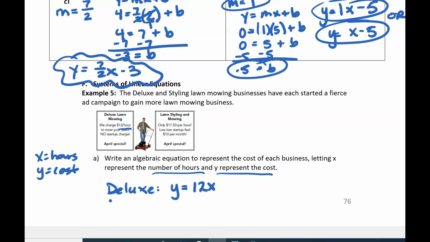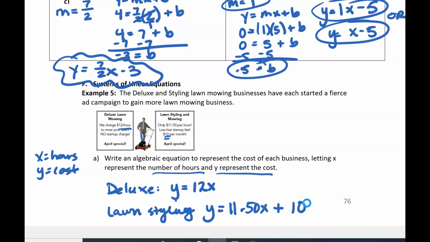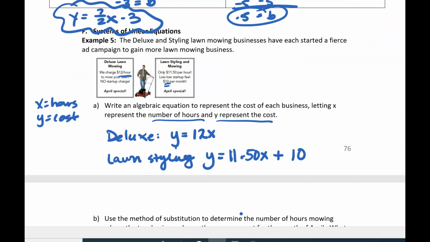So we're done with that one. For the lawn styling business, the cost, y, equals $11.50 per hour. So you might think, oh, that's a great deal because it's less per hour than the other company. But, whoops, that's erasing everything here. There we go, $11.50x, but there's a $10 startup fee. So we're going to say plus $10. So we're basically going to use these equations to compare these two businesses.